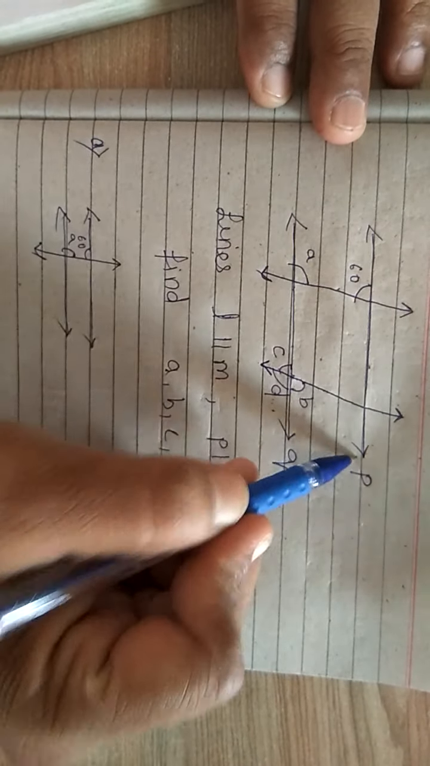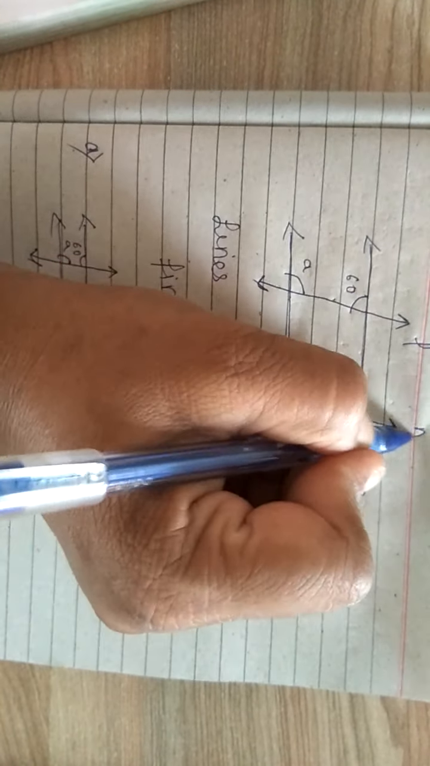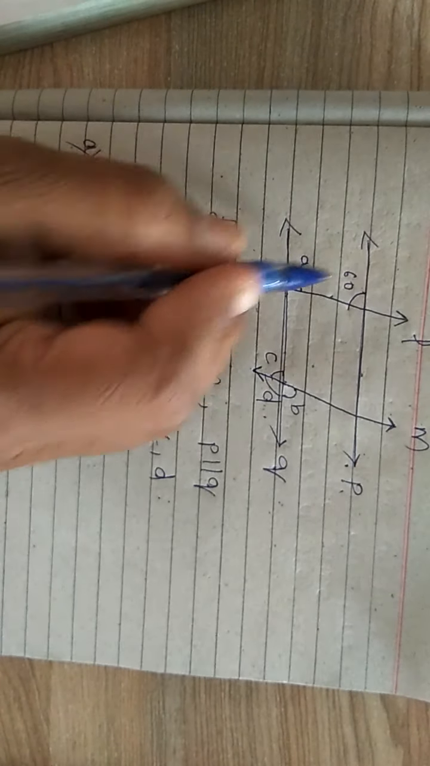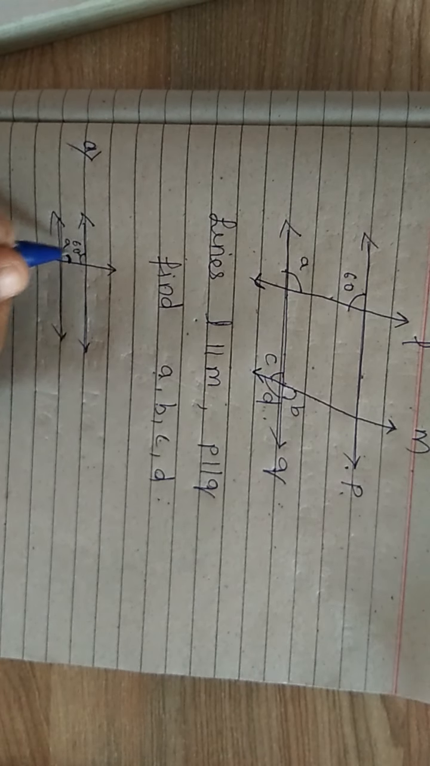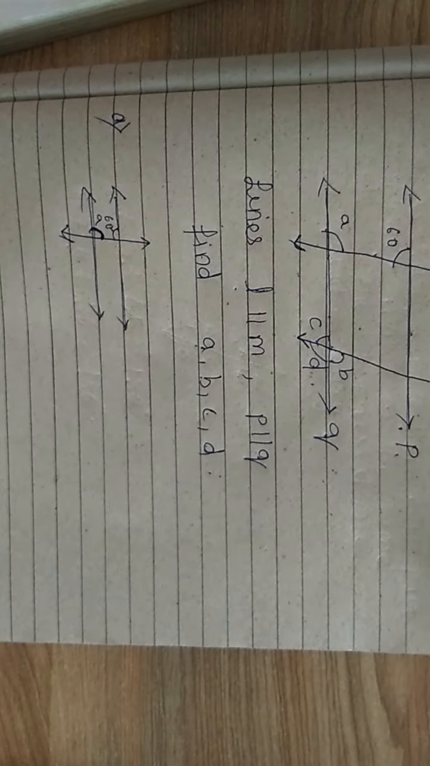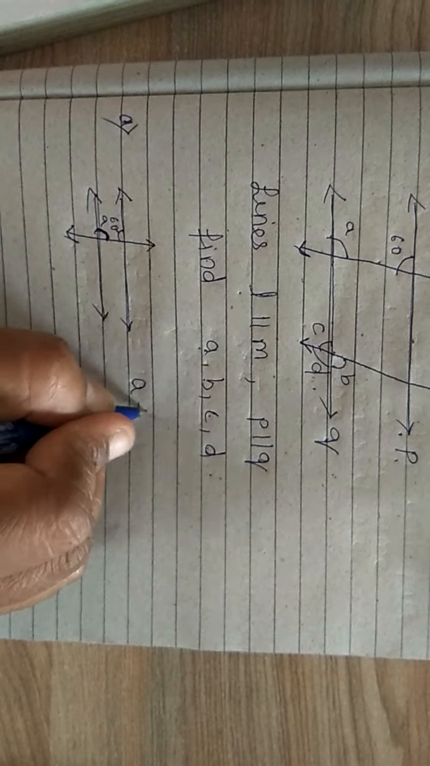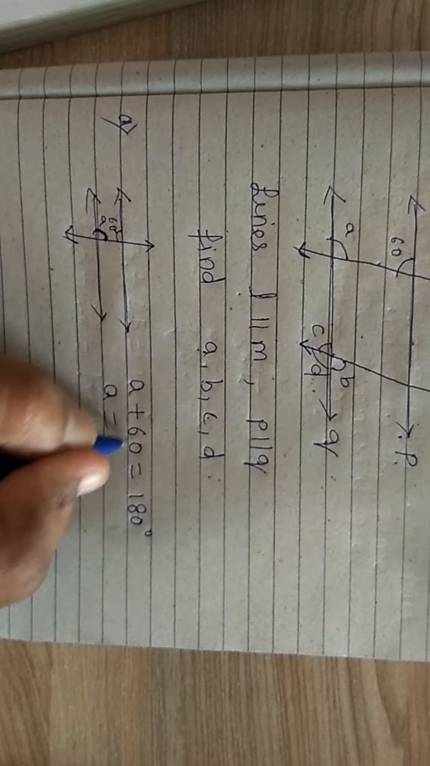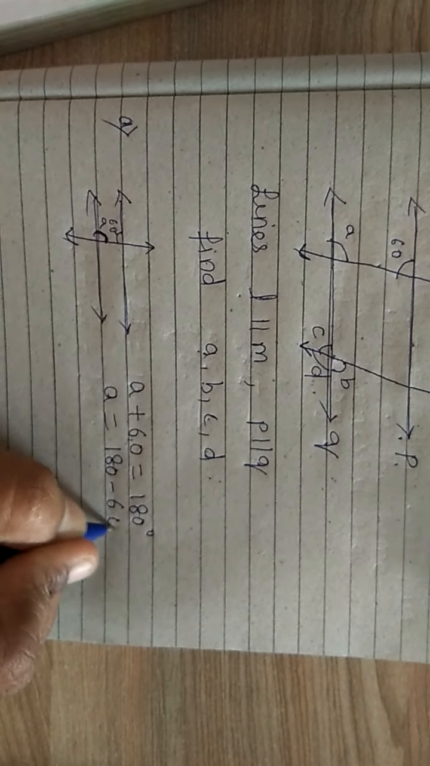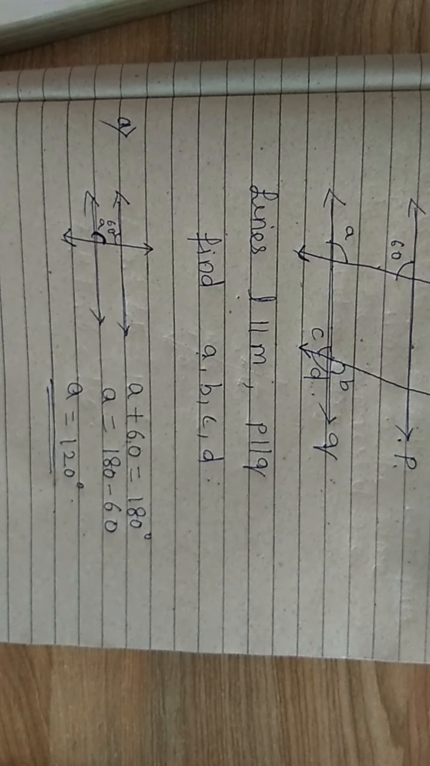Now they are telling you that P and Q are parallel lines, P is parallel to Q, and L is parallel to M. They are telling you to find the values of A, B, C, D. Now let's find the value of A first. Children, 60 and A are forming which type of angles? Interior angles. So we know the sum of interior angles is 180 degrees. Here I don't want this 60, so subtract 60 from both sides. A is equal to 120 degrees. So the measure of A is 120 degrees.